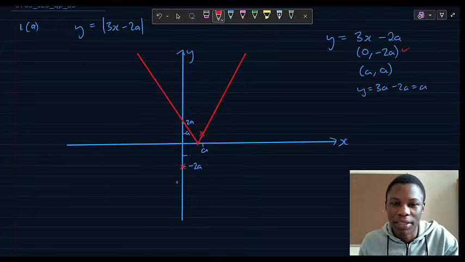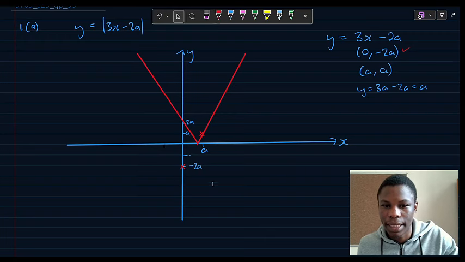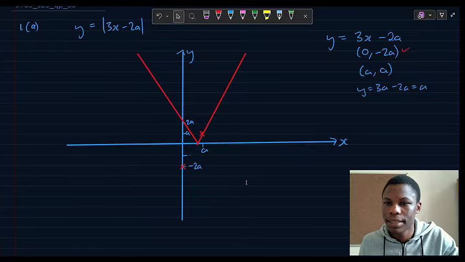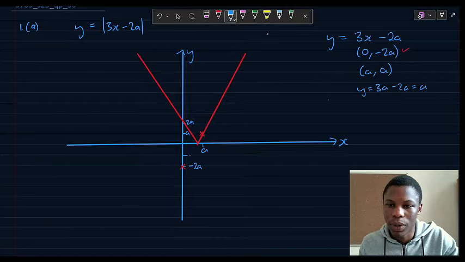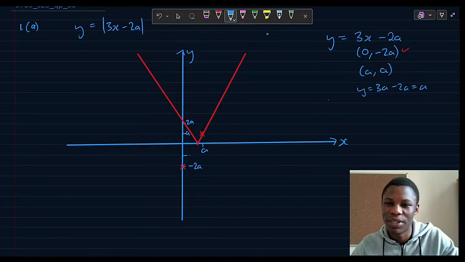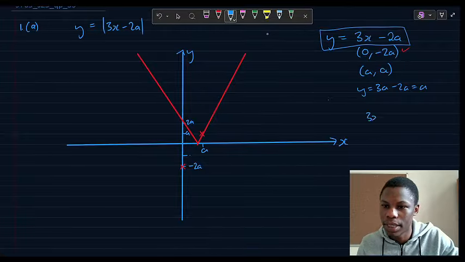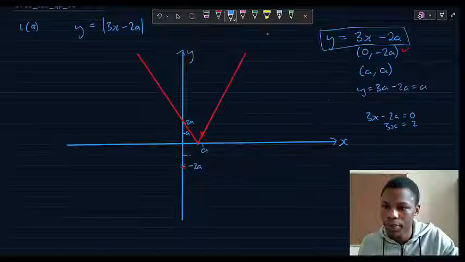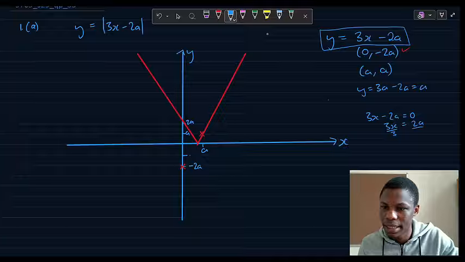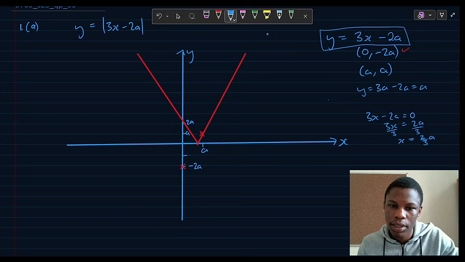Okay, so we know that's going through 2a, and then we also need to label the x-intercept here. We need to figure out what that is. So that's going to be whatever the x value is when y is 0, and at the x-axis we know that y is 0. So when is this equation here equal to 0? So 3x minus 2a is equal to 0. 3x equals 2a. Divide both sides by 3. So when x is 2/3 a. So that means that there has to be 2 over 3a.